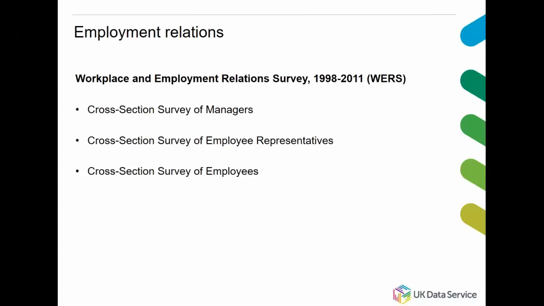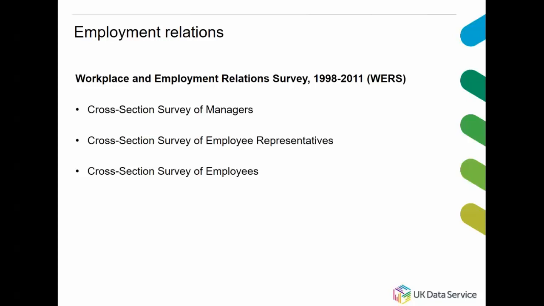The third cross-section survey of employees covers things like working hours, job influence, job satisfaction, working arrangements, training and skills, information and consultation, employee representation and pay.